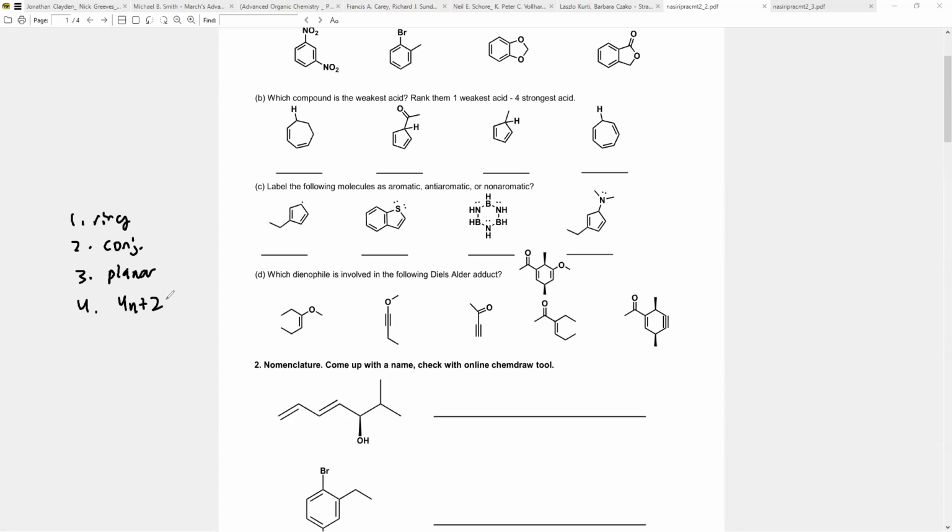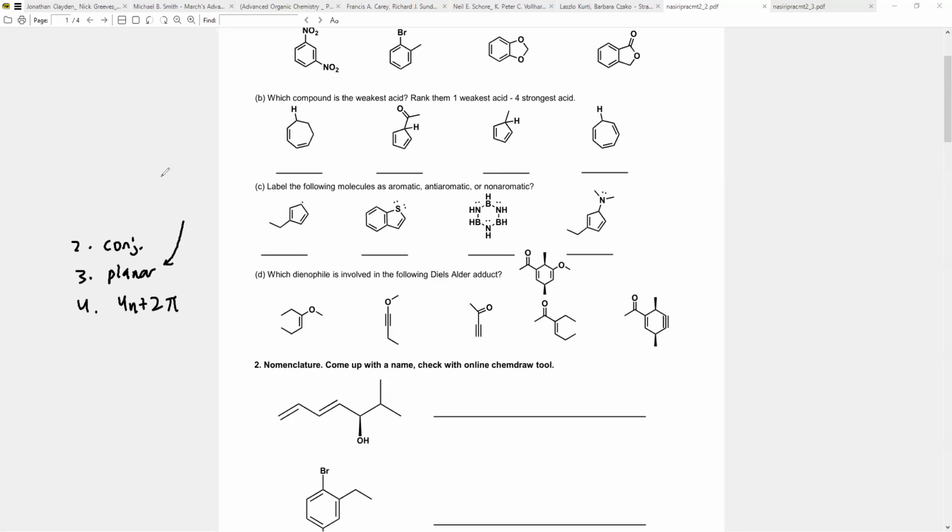I'll tell you what, I might have mentioned this in the last video too. Usually it's these two that you have to figure out. Those are the hardest ones, because most things you can tell if it's a ring or not just by looking at it. So all these are rings, so obviously this is not going to help us. And most things you assume are planar unless you're told otherwise.